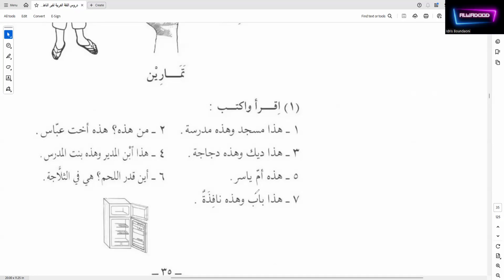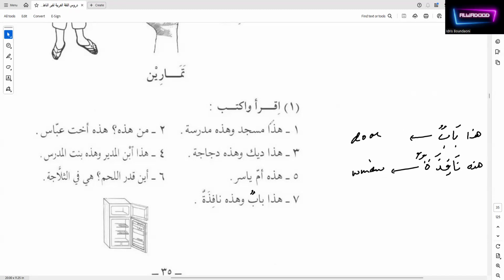So باب is a door. هذا باب. And then you can see باب is devoid of تاء مربوطة. So technically you say it is a masculine noun. No تاء مربوطة with it. But if I say نافذة, because of the تاء مربوطة, I will say it is a feminine noun. So I have to say هذا باب وهذه نافذة.